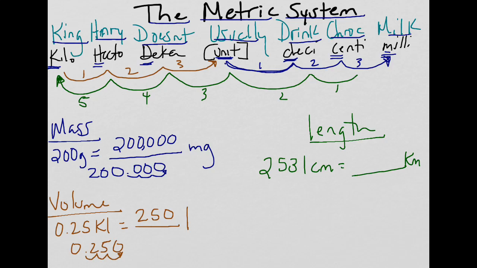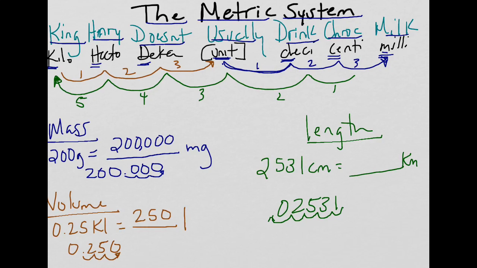So we're going to go ahead and write out 2,531. The decimal point is there to begin with, and we're going to have to move to the left. So 1, 2, 3, 4, 5. So our decimal point will go there. You should always put a 0 before your decimal point. It's always neater, and people can see the decimal point much better. 0.02531 kilometers is our answer.